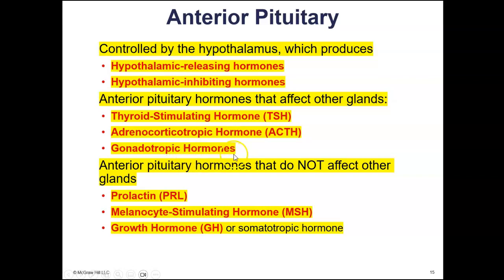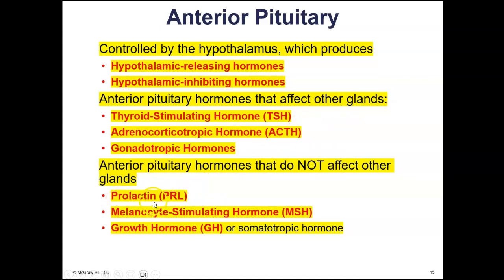And then your gonadotropic hormones are going to stimulate the release of FSH and LH, which play roles in the female reproductive cycles, the menstrual cycle, and ovulation. FSH and LH also play a role in egg production and release, and also the production of sperm and release of sperm.